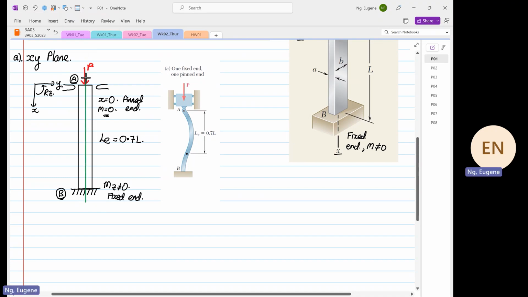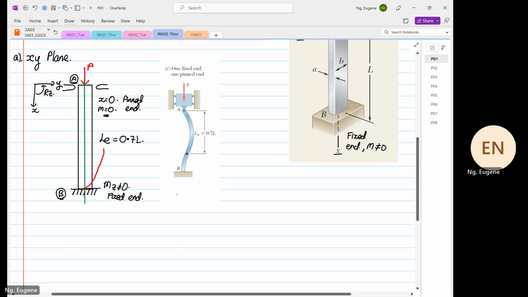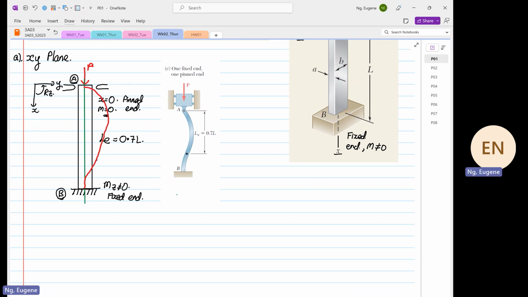Okay, so if this is our centroid, the structure will deform. Based on this plane, on the XY plane, it will deform this way. Oh, sorry, we have to consider the built-in. When there's a built-in, the slope is equal to 0, so it has to be a straight line first, and then you do this. So this is the deformation.